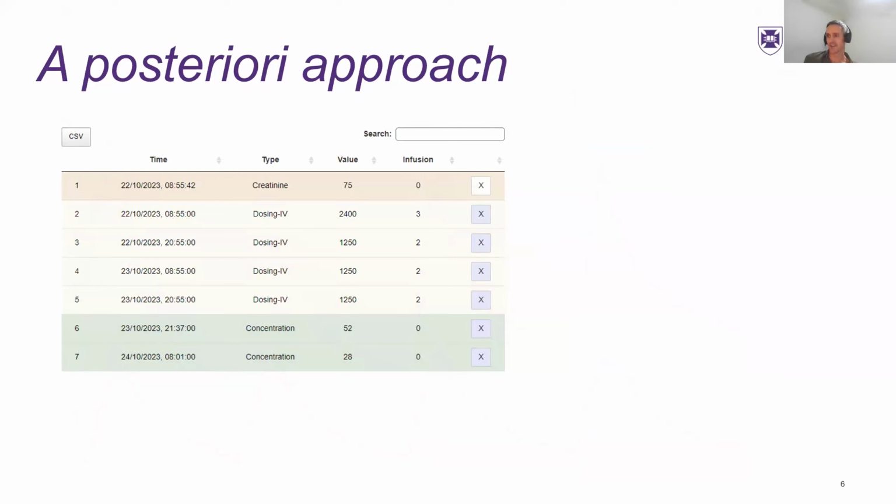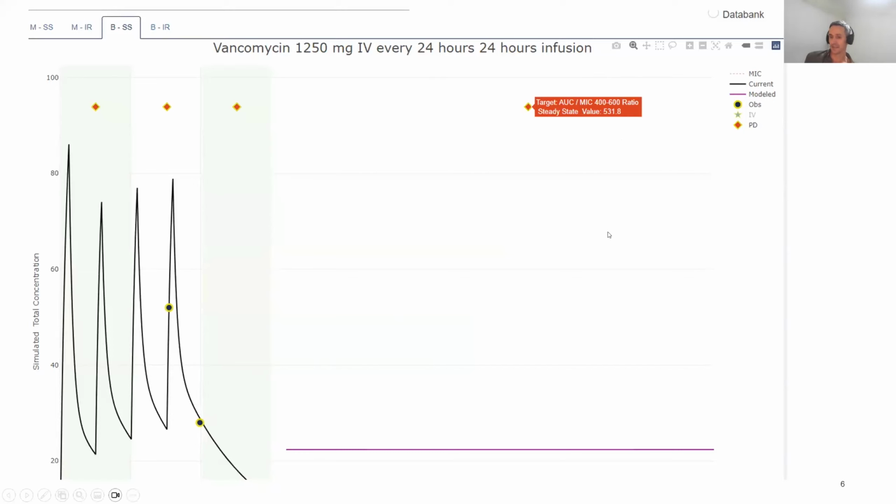So you can see here, this is the information we put in on the left. It has plotted the 2 concentrations there. I gave it some options of what doses I would accept moving forward. From that, it came up with a continuous infusion of 1,250 milligrams, and it expected that you would achieve an AUC over MIC of 531. So I thought I'd quickly go through those 2 examples to show the difference between a priori and a posteriori.